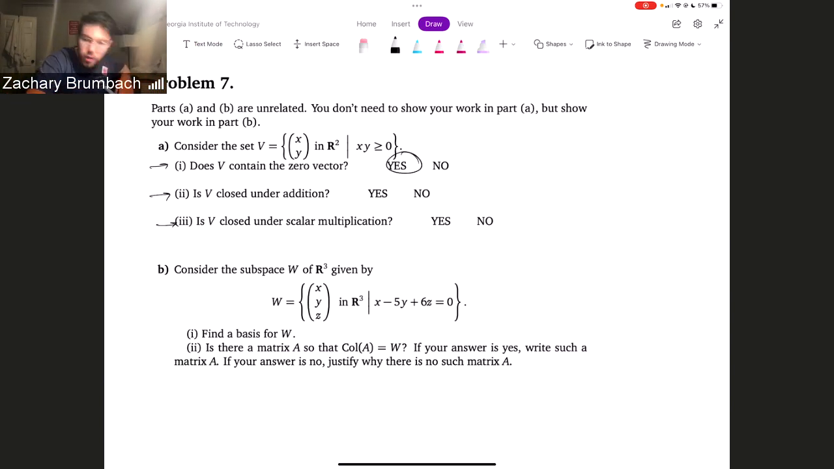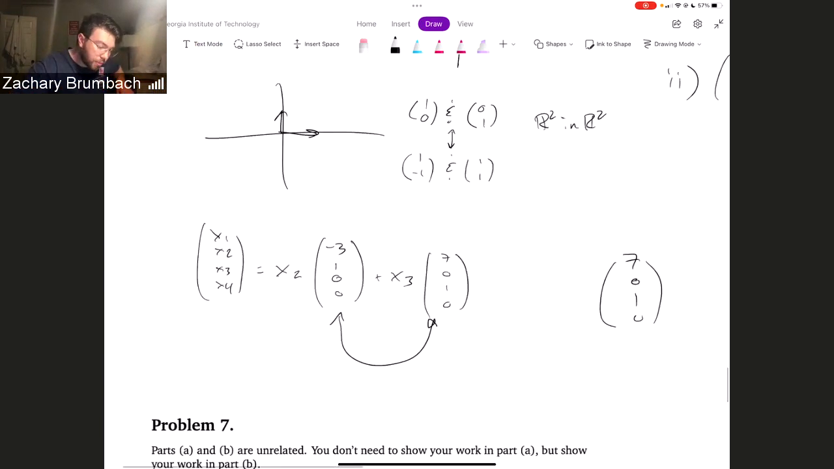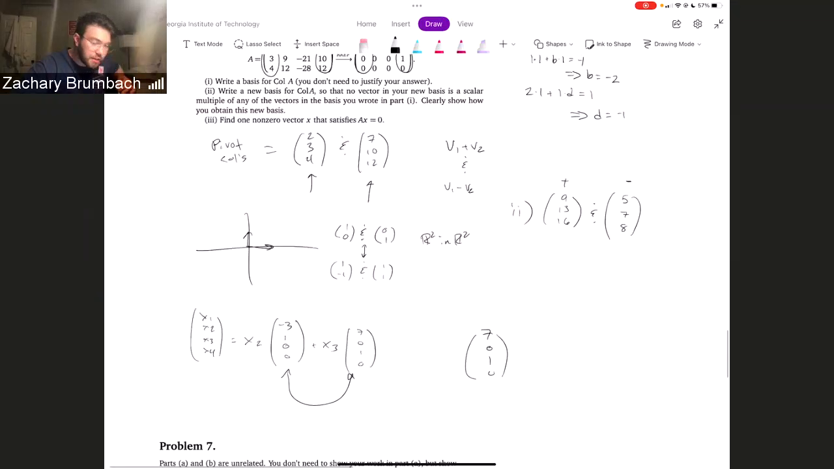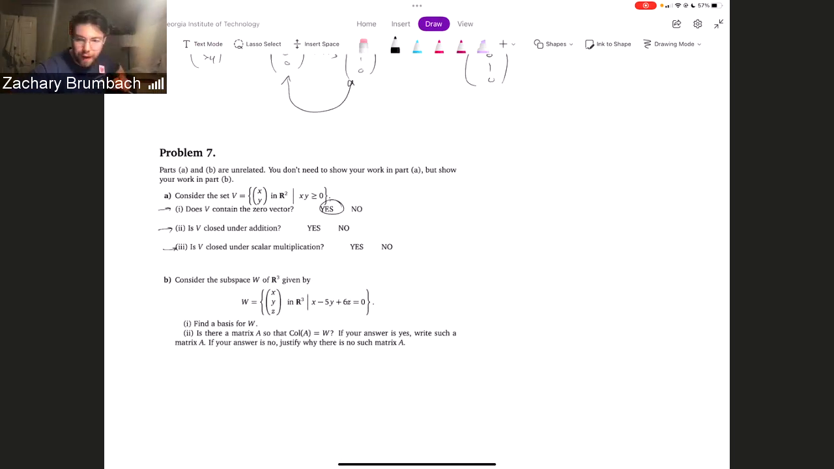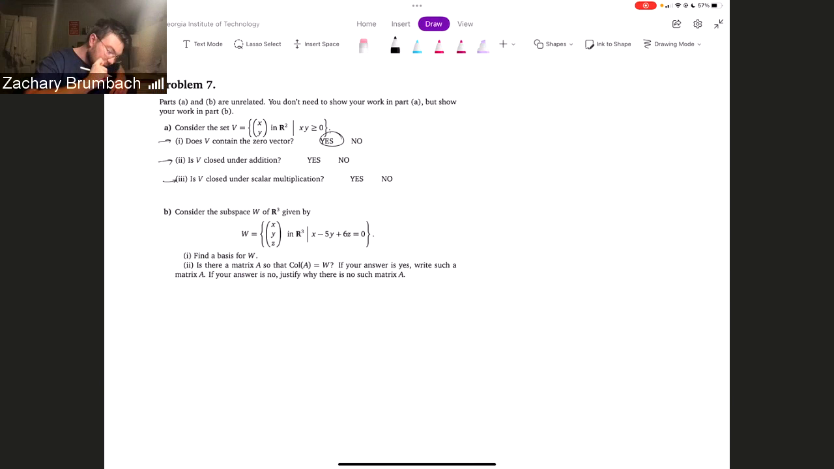Yes, okay. Someone asked about 6. Is 2 minus 7 negative 5? Yes. I just did v2 minus v1 because I like keeping things positive. It's easier on my brain. Yeah. So, is v closed under addition?